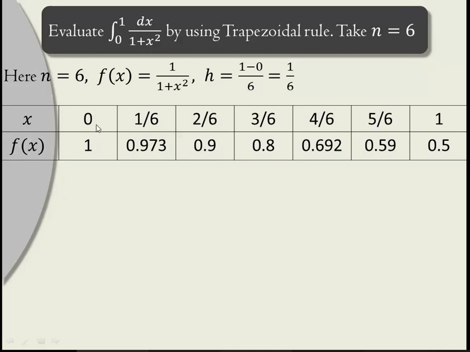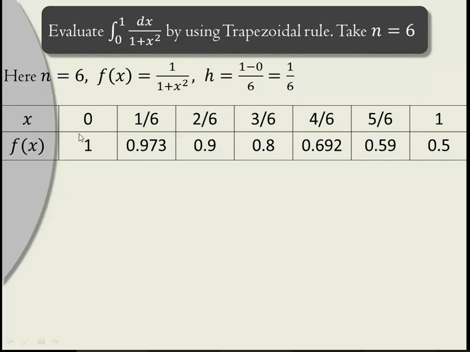And at every stage, add h. h is the length of subinterval. So every step, add h to the previous term. 0 plus 1 by 6. 1 by 6 plus 1 by 6. 2 by 6 plus 1 by 6. Like that, go up to b, that is 1. Now, put this value of x into this function.